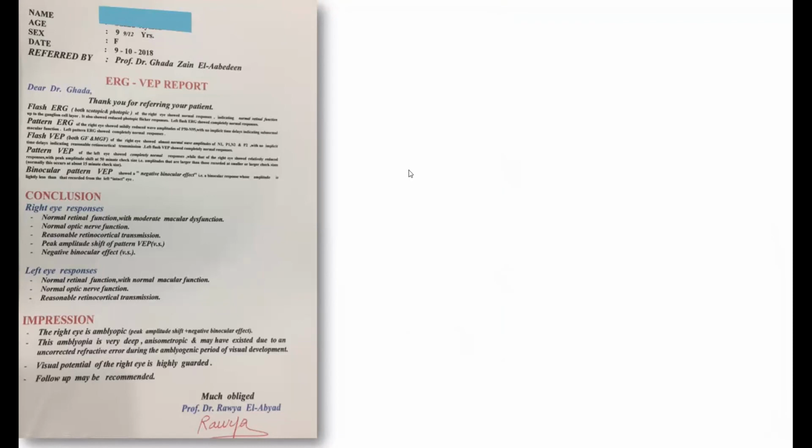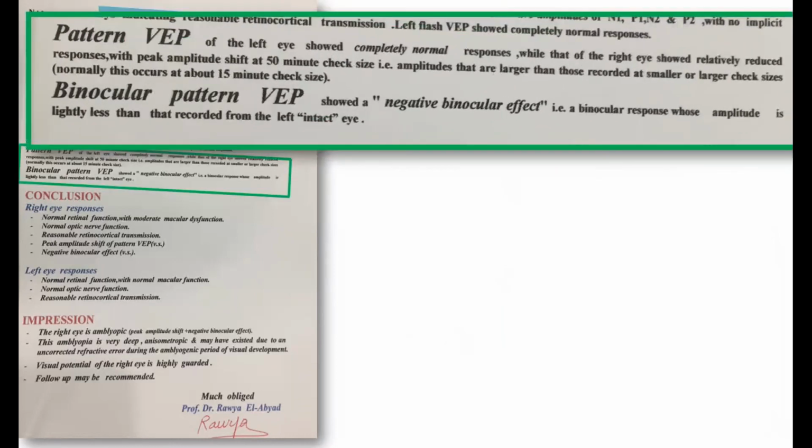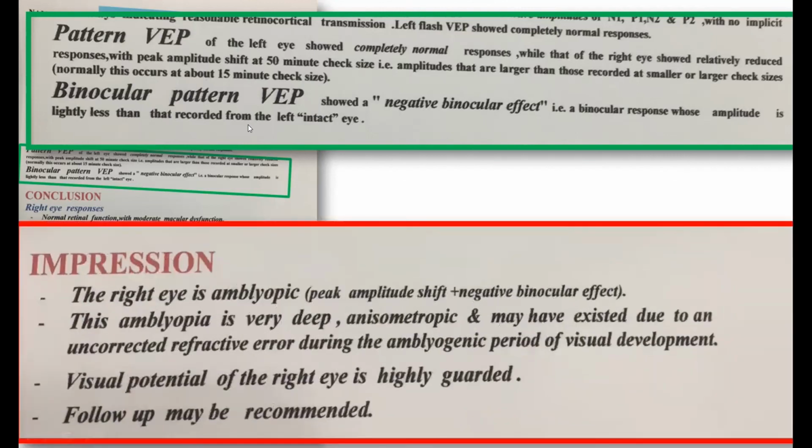So I have a case that sometimes I order electrophysiological studies to exclude hidden pathology and to confirm my diagnosis. And usually we depend on the pattern VEP. And as you see here, she, one of our eminent professors in this field, did a pattern VEP and something called binocular pattern VEP. And in the impression, she confirmed my diagnosis that the right eye, or one eye, is amblyopic, and there are no other pathologies.